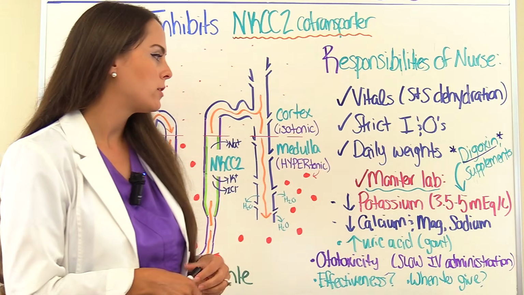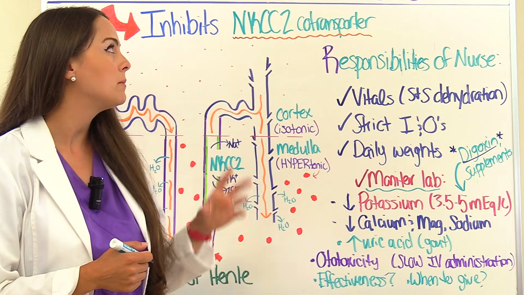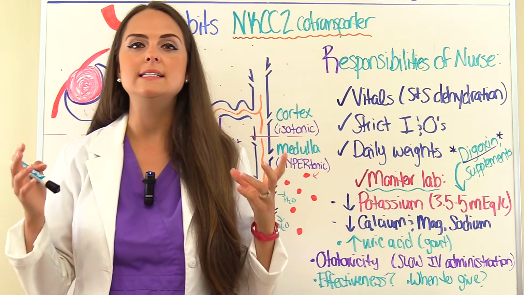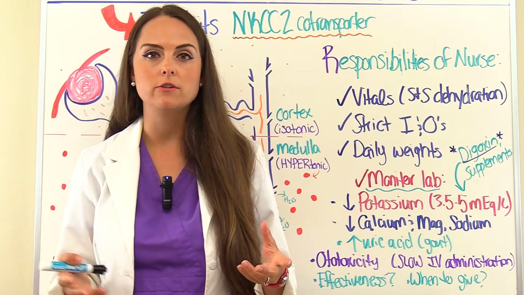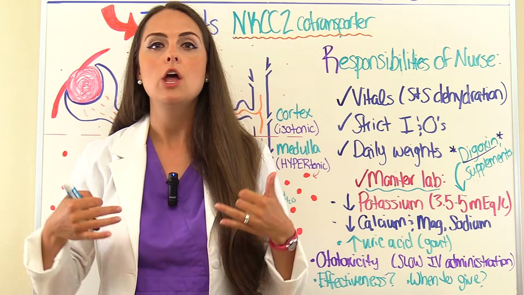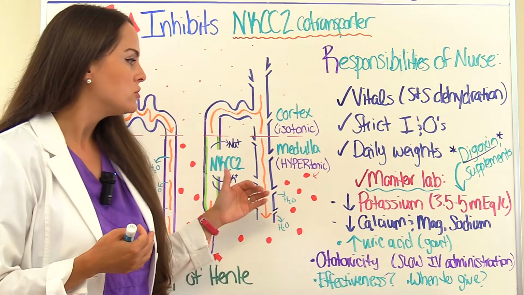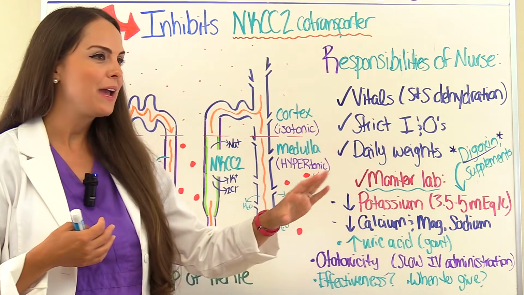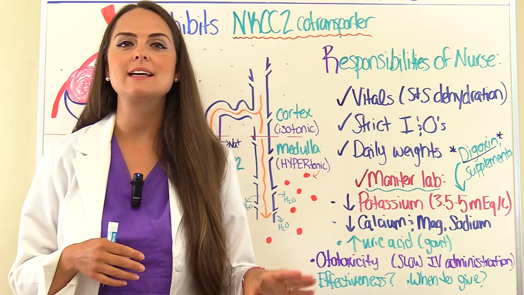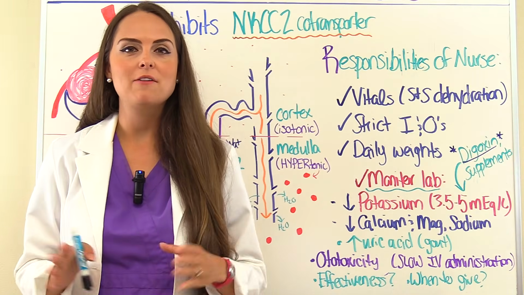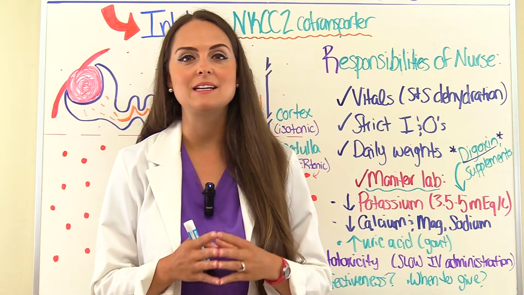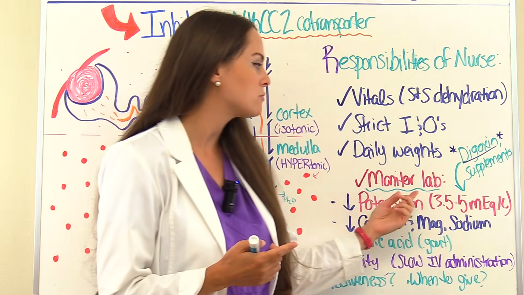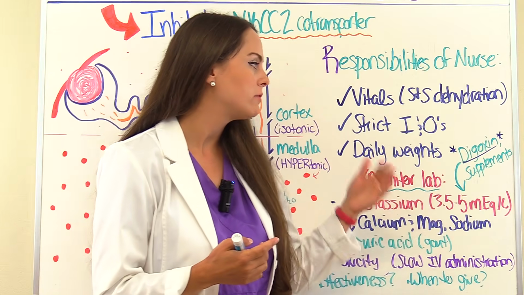And we want to monitor their labs. Patients who are going to be on loop diuretics, especially those IV forms, they're going to be getting daily basic metabolic panels where we can look at their electrolytes and their renal status. So one thing you're really going to look at is the potassium. If you can't remember anything else about loop diuretics, remember that loop diuretics can lower the potassium level. It can cause hypokalemia. A normal potassium level is 3.5 to 5 milliequivalents per liter.